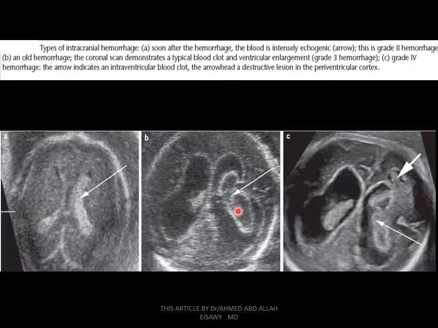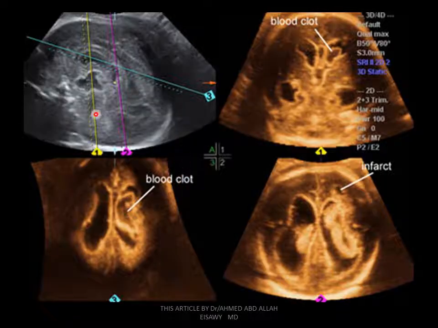Grade 3 hemorrhage. Grade 4 hemorrhage. That arrow indicates an intraventricular blood clot. Arrowhead indicates the echogenic region in the periventricular cortex. This is grade 2, grade 3, grade 4. Different presentations of blood hemorrhage, blood degradation products in intraventricular hemorrhage. As we see in this image, this is a blood clot, intraventricular hemorrhage, blood clot, and we see reconstruction images.